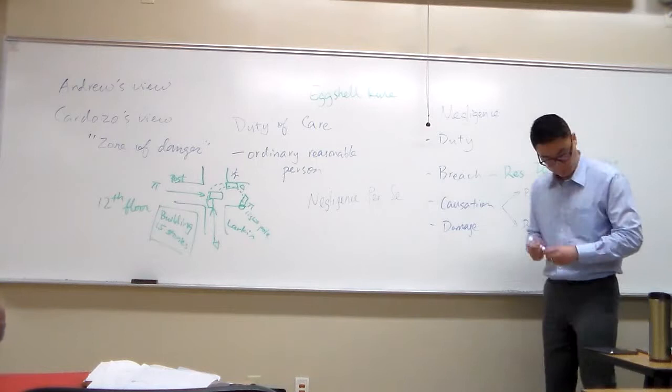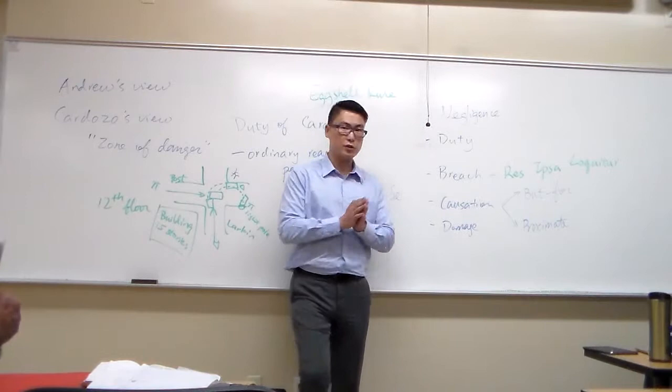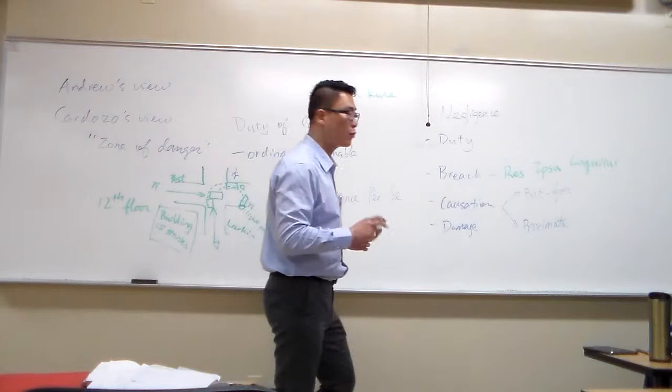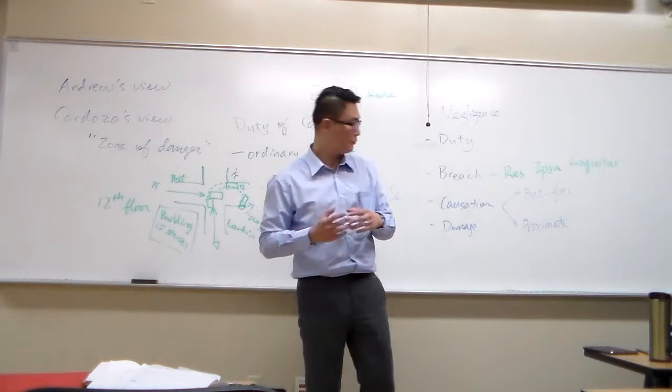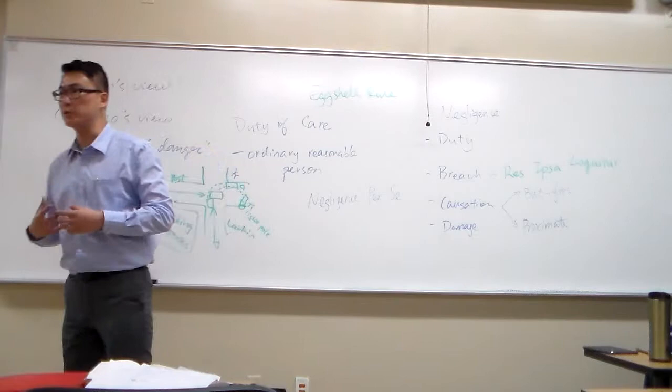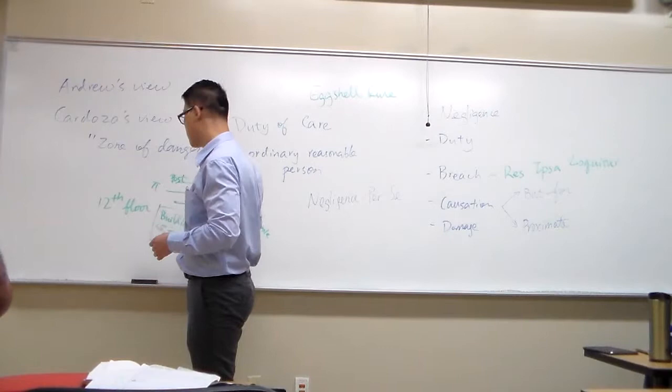Now let's talk about causation. Okay? So we have two causations. One's called the actual causation, the other one is called the proximate causation. To analyze actual causation, we apply a but-for test. In this case, our car accident case.